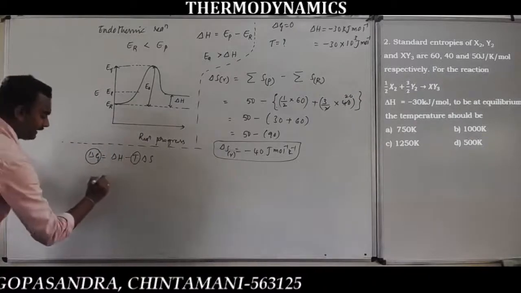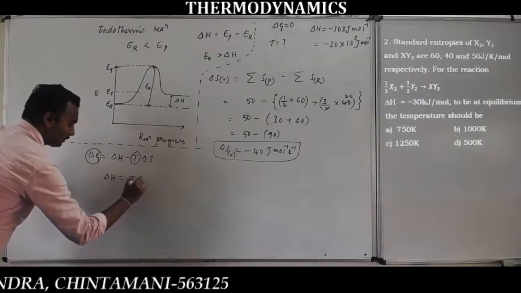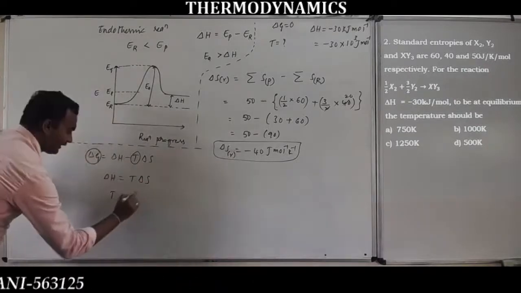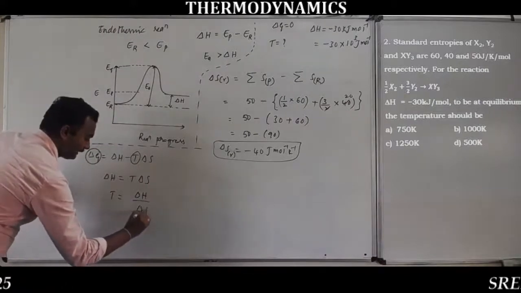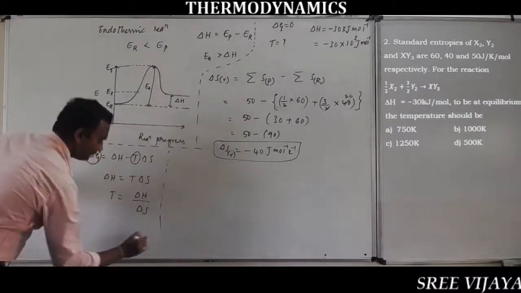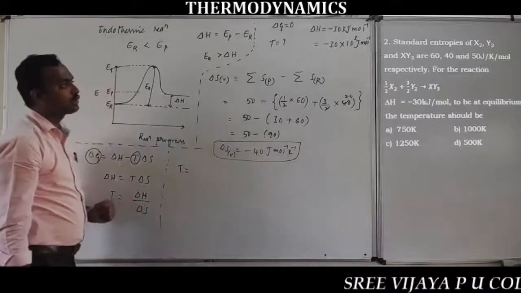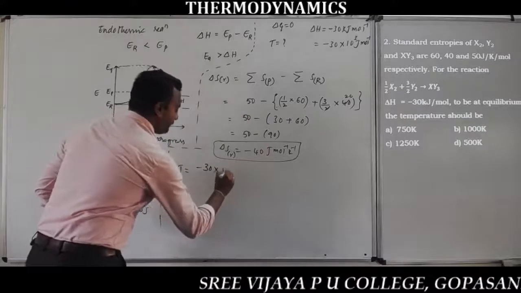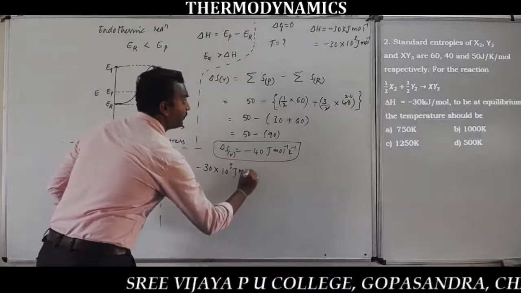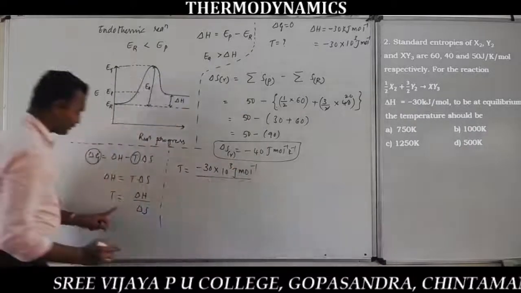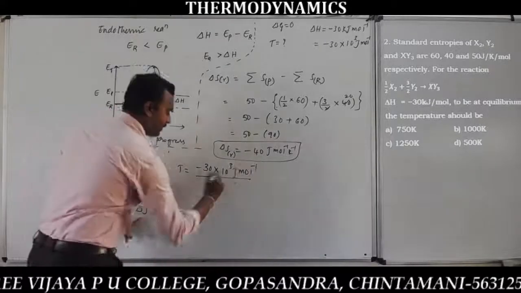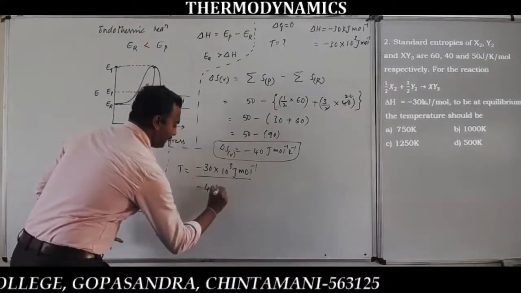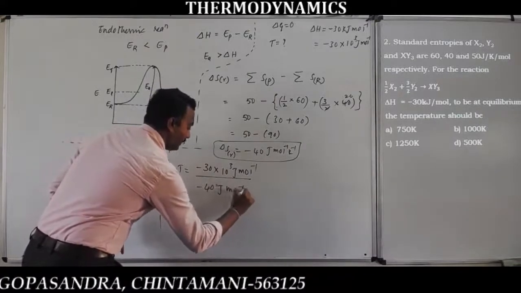If it's 0, this equation becomes delta H is equal to T into delta S. Taking it to the other side, it becomes positive. So T is equal to delta H divided by delta S. What is the delta H value? Delta H value is minus 30 into 10 power 3 joule per mole, divided by delta S value, which is minus 40 joule per mole per kelvin.